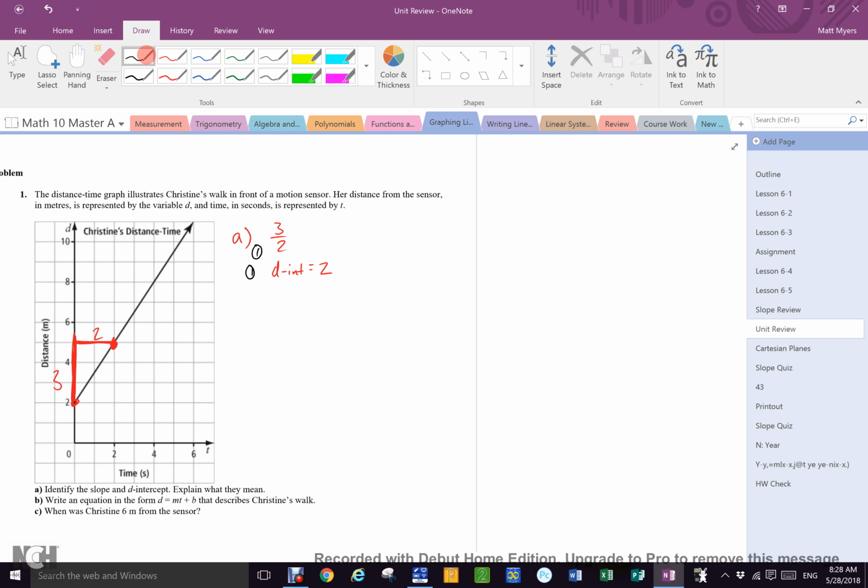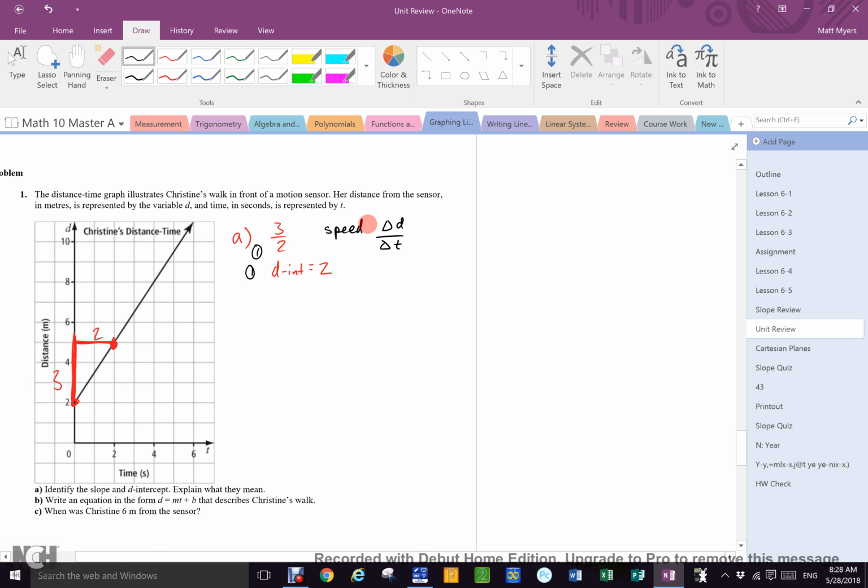What does the slope mean? The rise over run. What does it mean? Don't tell me what it is, because I know it's 3 over 2. Don't tell me that it's rise over run, because I know that, because that's what slope is. I want to know what it means. It is the speed. We've done this to death. It means she goes 3 meters in 2 seconds, because it is the change in distance divided by the change in time. Meters over seconds, kilometers over hours, right? So that is the speed for 1 mark.